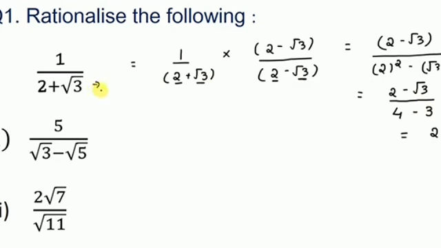In the second, here you have to take care that this 2 minus root 3, which we multiplied in the numerator as well as the denominator, is called the rationalization factor. Here the rationalization factor was 2 minus root 3, but in question number 2, the denominator is 3 minus root 5. So the rationalization factor will be 3 plus root 5 to make the denominator a rational number.